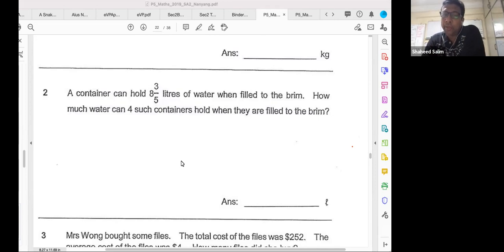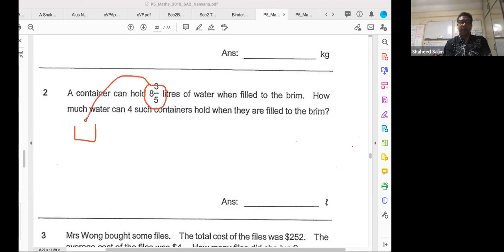This one now is for containers. One container can fill in this amount. Now they want to have 4 containers, and they're asking you, how much can it be filled?